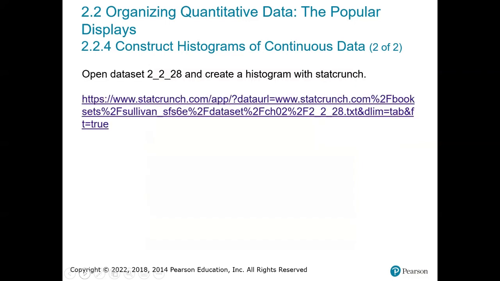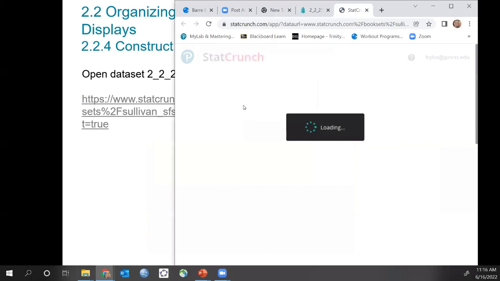Okay, so how do you do this? I give you data and it says, hey, create a histogram. It gives you no standards at all, just wants you to create it. All right, so let's open our data set here. Let's take a look.